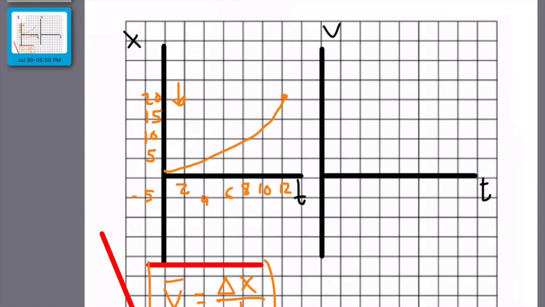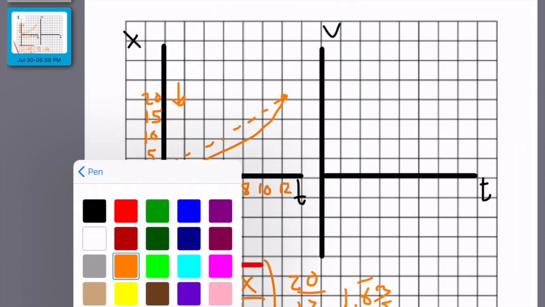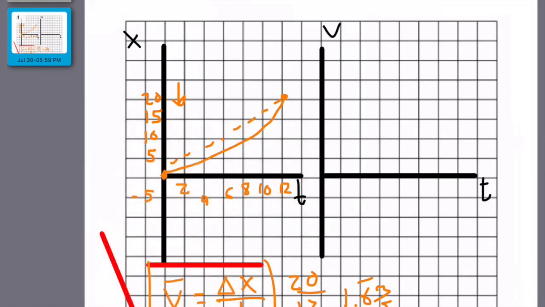Because look, if you do average velocity, displacement is 20 over 12, that's still 1.6 repeating meters per second. But there's a problem, which is that at the beginning it's going slower. If you had a straight line that looked like this, and we did earlier, that would be a velocity of 1.6 meters per second. But you can see that earlier on, like in this area, the slope is not as high as 1.6. Here, the slope is higher.